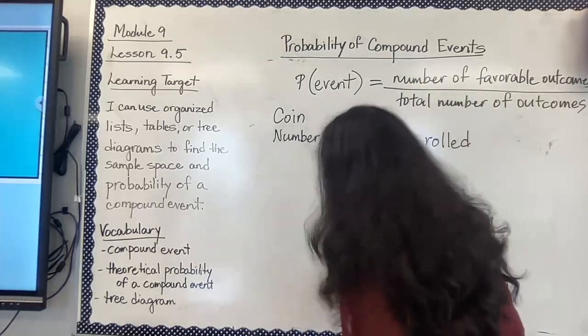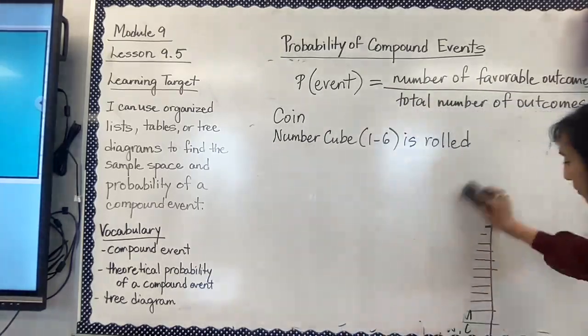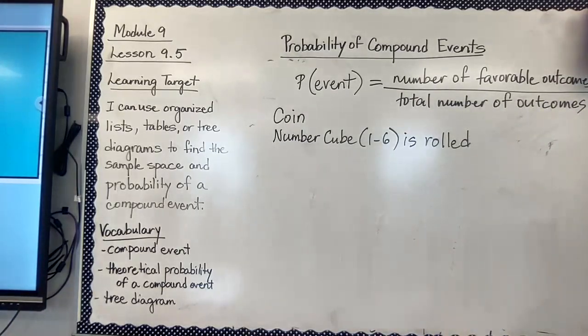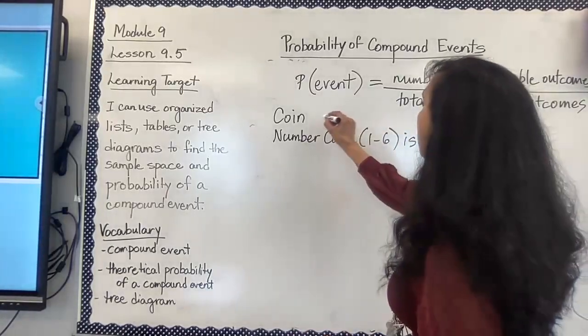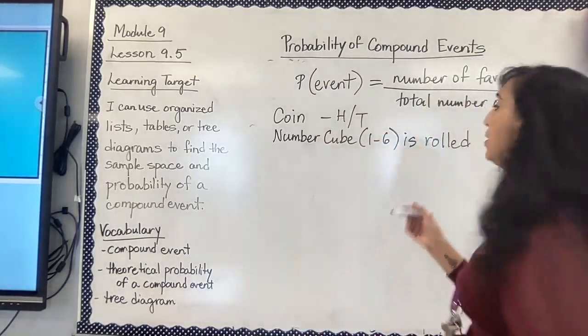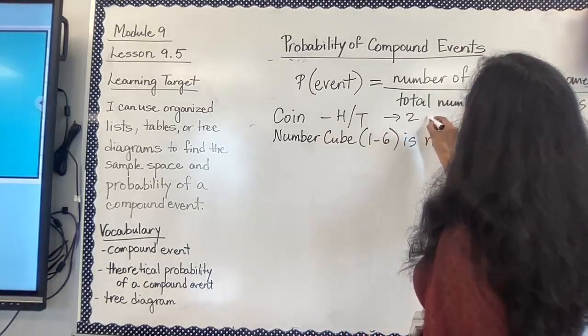So if I am calculating theoretical probability of a compound event, we are going to look at, what did I say? In a coin, we just have what? 2 outcomes, because we have heads or we have tails, right? Heads or tails. So therefore, we have 2 outcomes here.